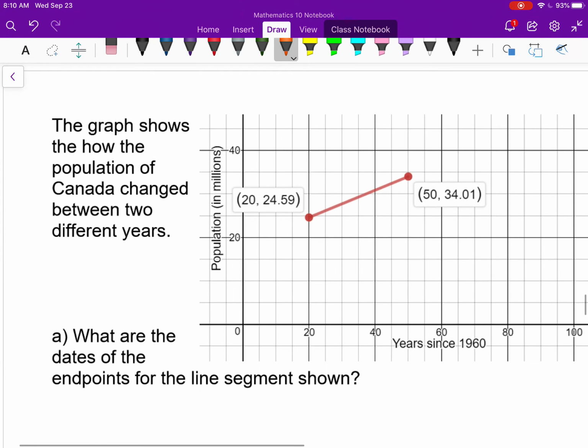All right, so next what I have is a graph of just 2 points of the data from above shown on this grid here. And notice on the x-axis, I have the years since 1960. On the y-axis, it's the population of Canada in millions. And I have 2 points for this little line segment here. And these 2 points are taken from the data I had above. So my first question is, what are the dates of the endpoints for this line segment? What's the date for this point and what's the date for this point? They represent actual dates. So this is about understanding the graph.